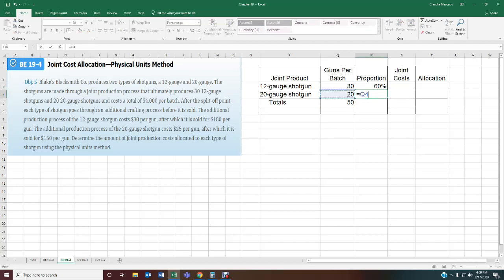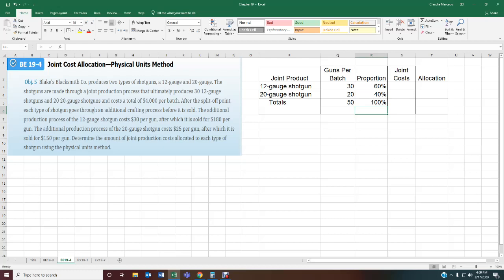We're going to get the 20 gauge shotgun. How many do we produce per batch? We produce 20 divided by my total, and that's 40%. Okay, so we have a proportion of 60-40. In that one batch, 60% are 12 gauge shotguns, 40% are 20 gauge shotguns. Okay, now what else does it tell us?